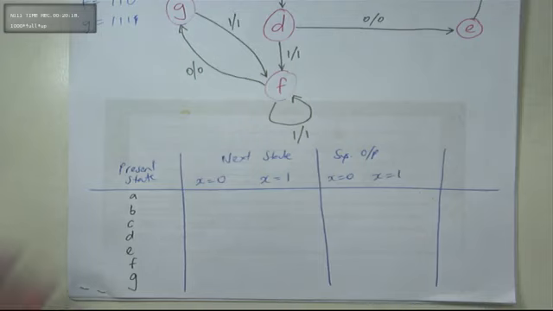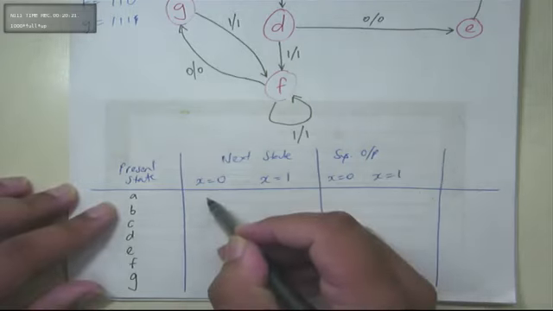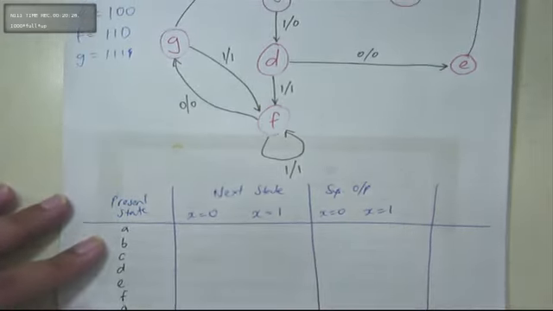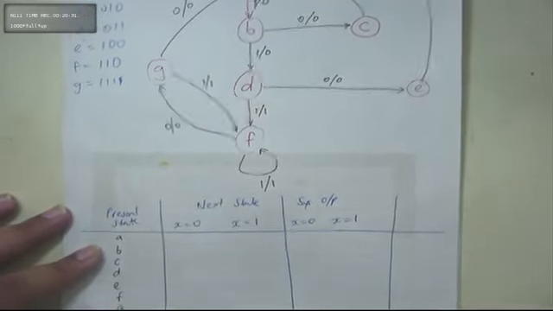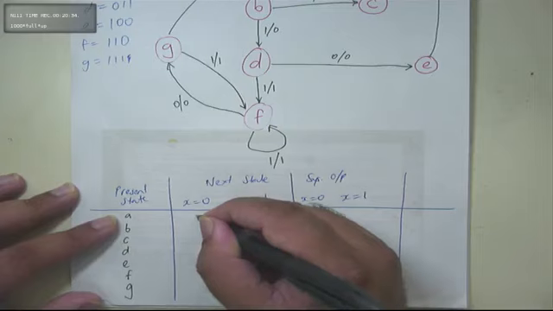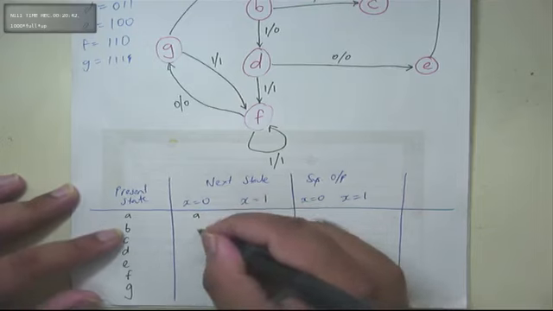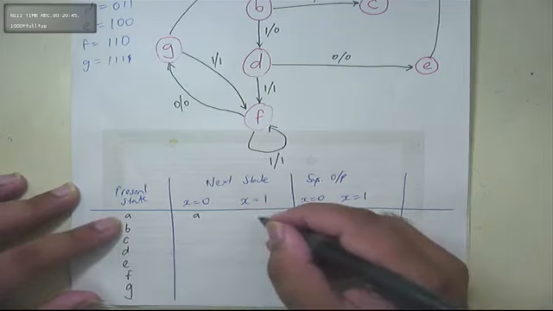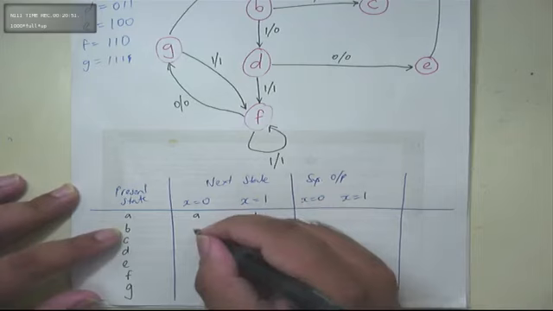If our present state is A and X is 0, what is our next state, guys? Look at your state diagram. What do you get? If present state is A and X is 0, input is 0, A. Okay, let's go. What about B? Let's move downwards this way. Present state is A, X is 1, B.